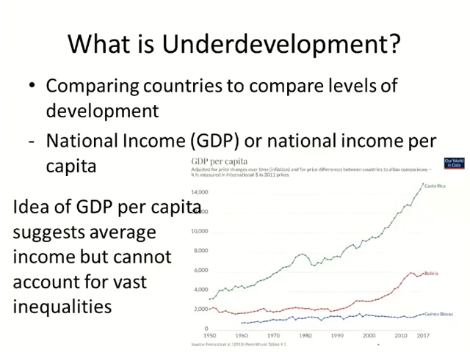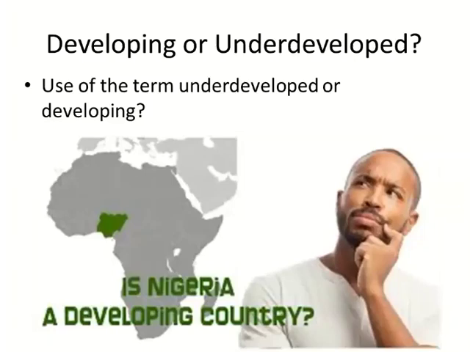Basically, we can't actually say that we are developing. Is Nigeria a developing country? No, because development suggests there is some improvement, when in reality there is not, and the level of underdevelopment is actually getting worse as the imperialist powers continue to intensify their oppression.